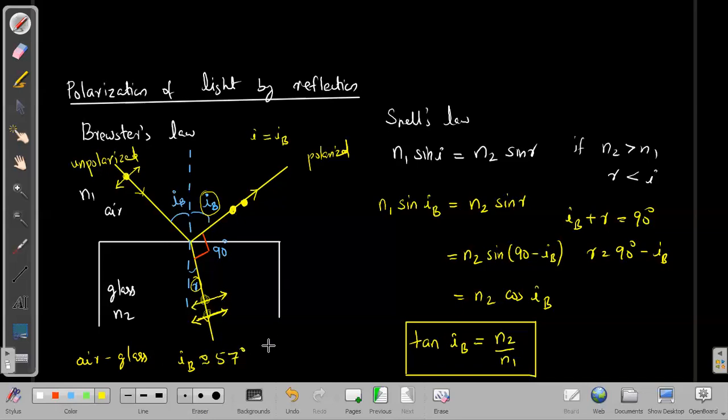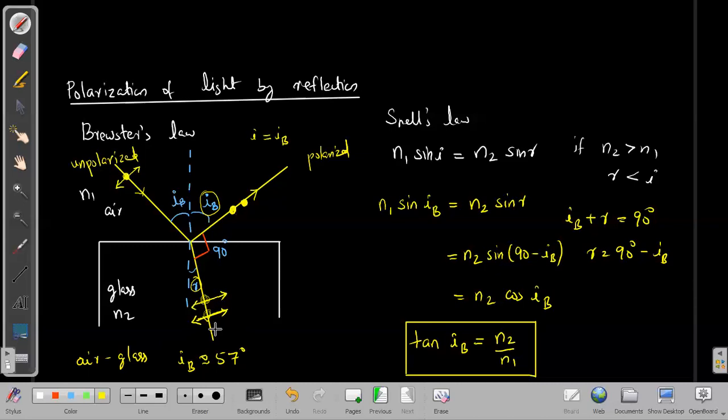Similarly, you can calculate for air-water or any other interface. Glass also comes in different types, flint glass, crown glass, and obviously they have different refractive indices. You can calculate the Brewster's angle for the different materials or interfaces.